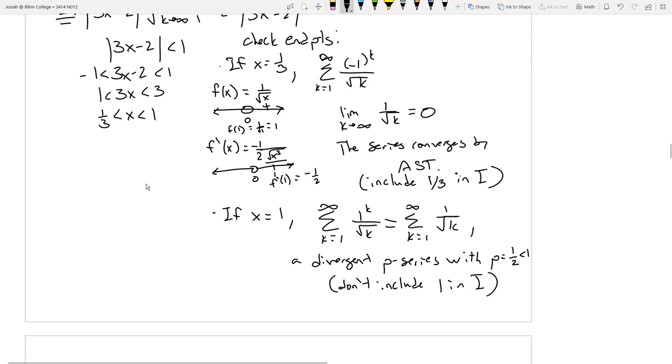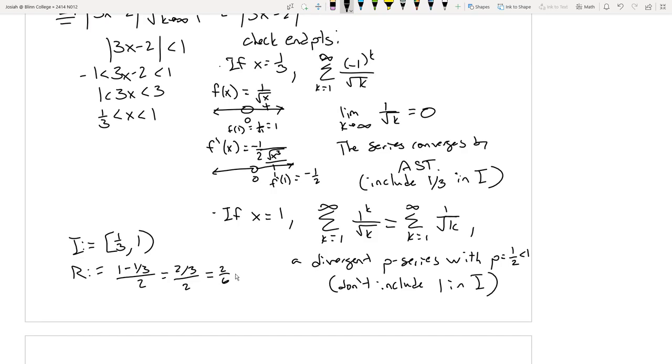So our interval of convergence would then be defined as 1/3 to 1, including 1/3, not including 1. And our radius of convergence, I'll again just sort of take the difference between the two and divide it by 2. We get 2/3 over 2, and so we get 2 over 6, which is 1/3. So there's our interval and our radius.